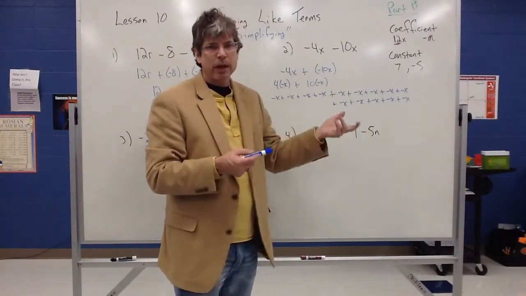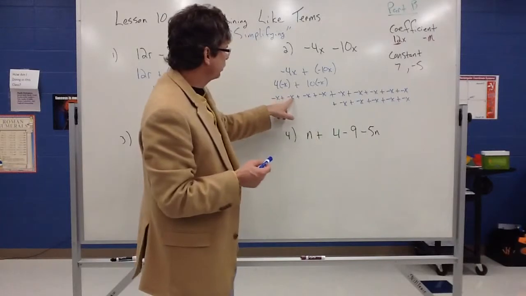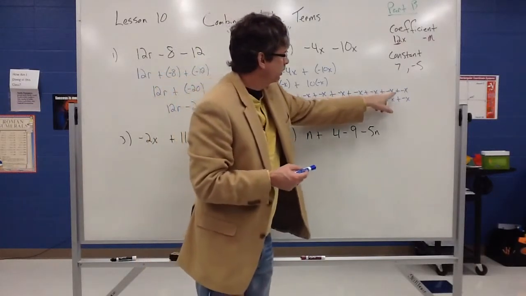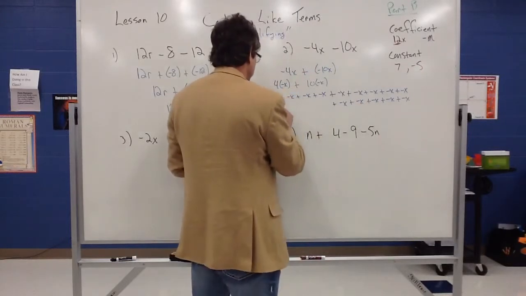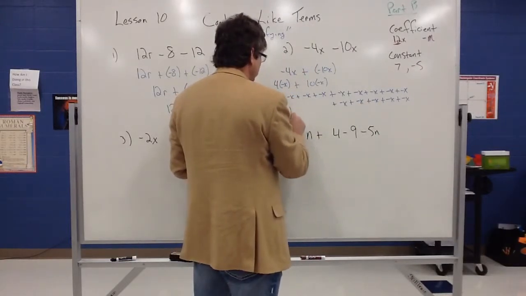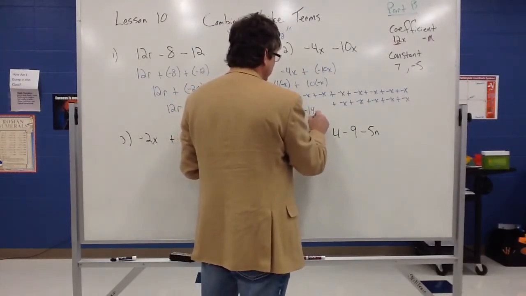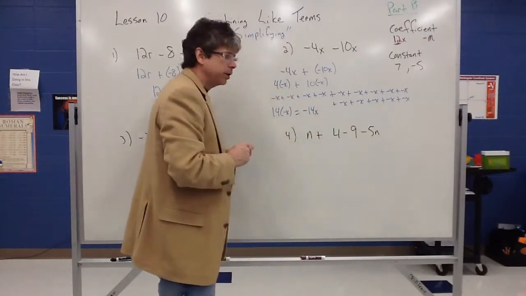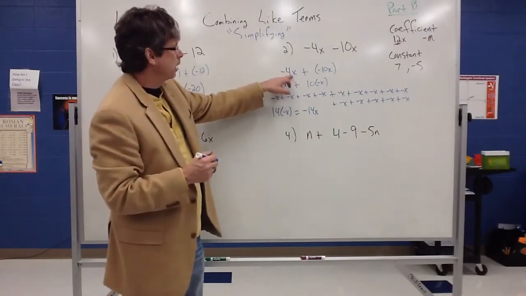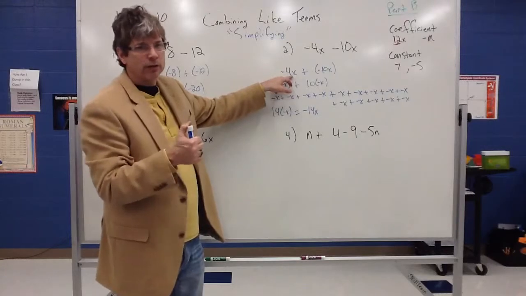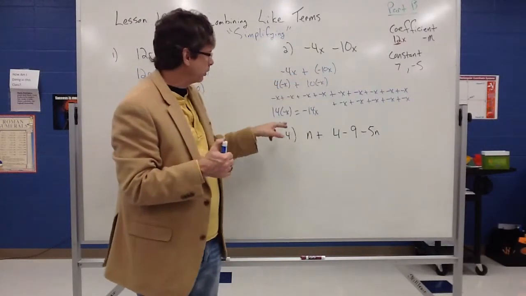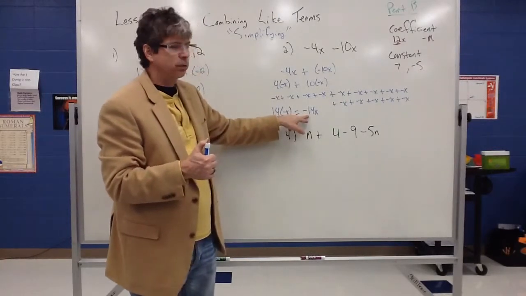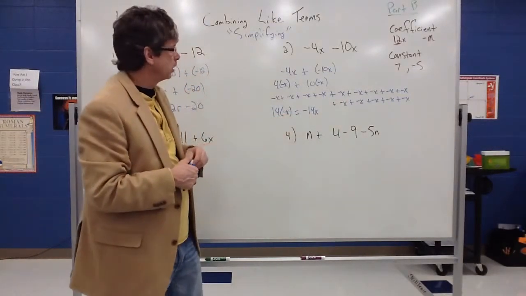How many negative x's do we have added together? It looks like we have 1, 2, 3, 4, 5, 6, 7, 8, 9, 10, 11, 12, 13, 14 negative x's there. So 14 negative x's can be written like that, or we can write that as -14x. So that's the middle picture I create. When I see a -4x, I'm seeing 4 negative x's, and I'm seeing 10 negative x's, which makes a total of 14 negative x's, which we write as -14x.